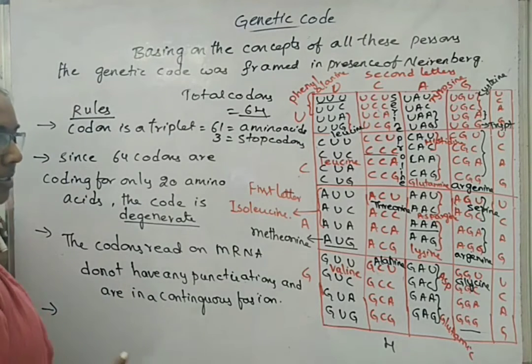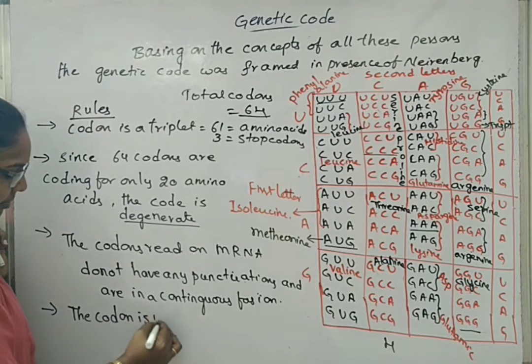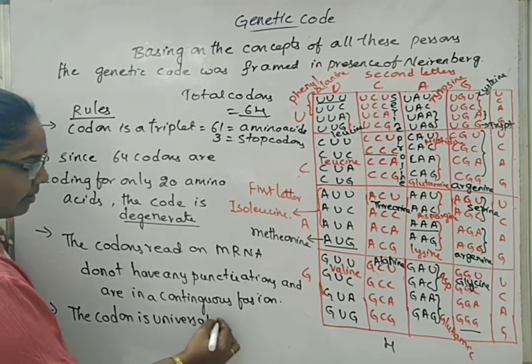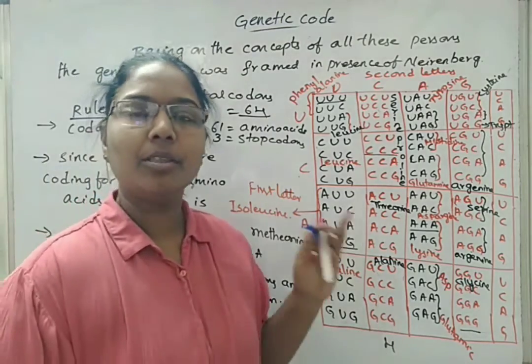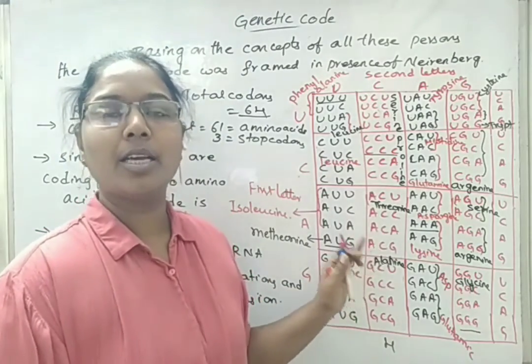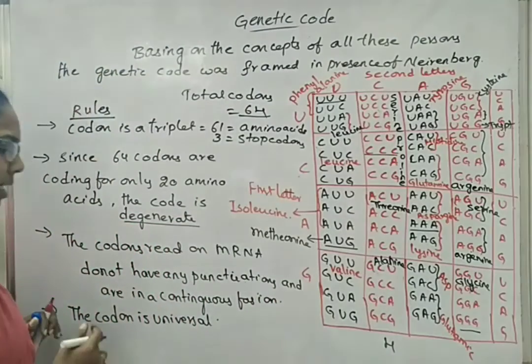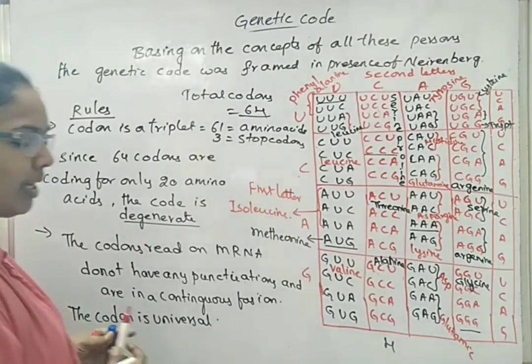Another rule is that the codon is universal. What do you mean by this? Universal. If you take any prokaryote or eukaryote, any type of organism, these different combinations of codons give rise to only 20 amino acids. These are not giving rise to any other types of amino acids.